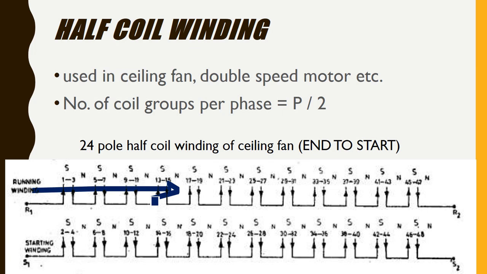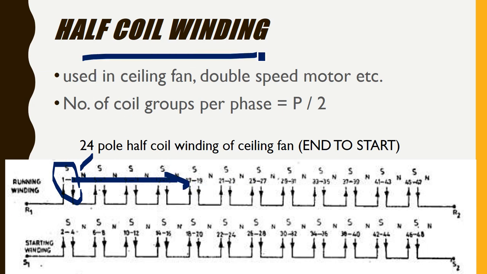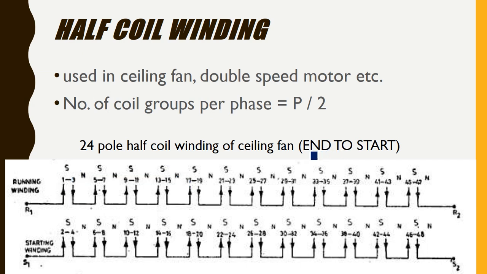A coil group can have one coil only, 2 coils, 3 coils or whatever number of coils. Anyway, the number of coil groups is equal to half the number of poles. 24 total poles divided by 2, 12 coil groups in a phase section. This is known as half coil winding. And the connections are end to start. You can see this end is connected to the start of the next. And this finish to the start of the next.